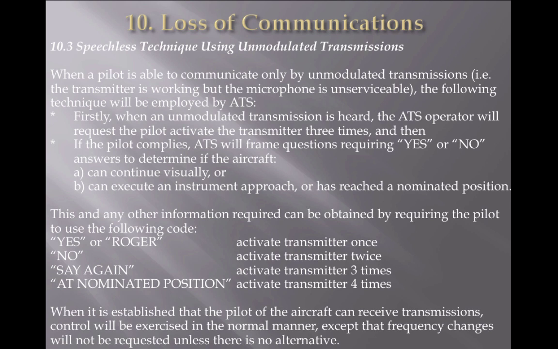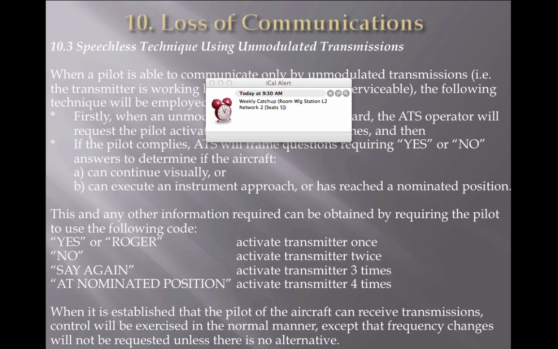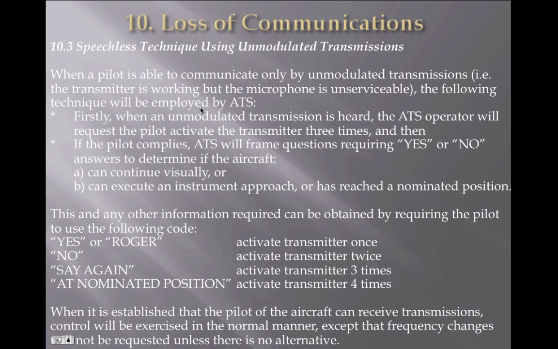When a pilot is able to communicate only by unmodulated transmissions, the following techniques will be employed by ATS. Firstly, when an unmodulated transmission is heard, the ATS operator will request the pilot activate the transmitter 3 times, and then, if the pilot complies, ATS will frame questions requiring yes or no responses to determine if the aircraft can continue visually or can execute an instrument approach or has reached a nominated position.